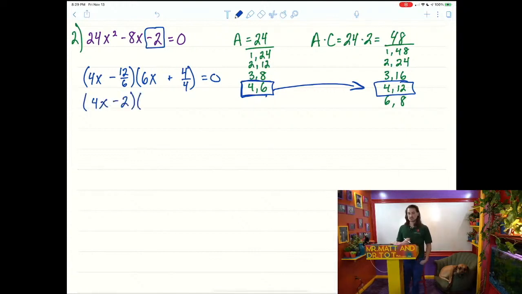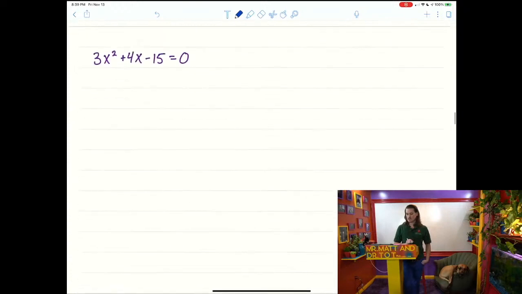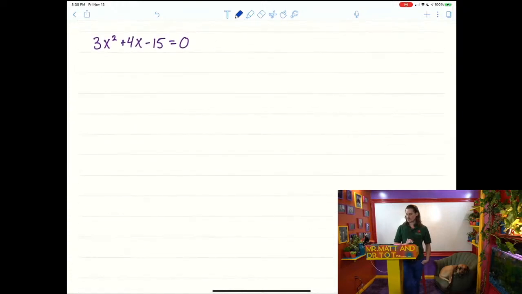If you have any questions, then please let me know. Otherwise, let's look at number 3. So we have 3x squared plus 4x minus 15 is equal to 0. So I'll give you 4 minutes, and then I'll go through the solution.